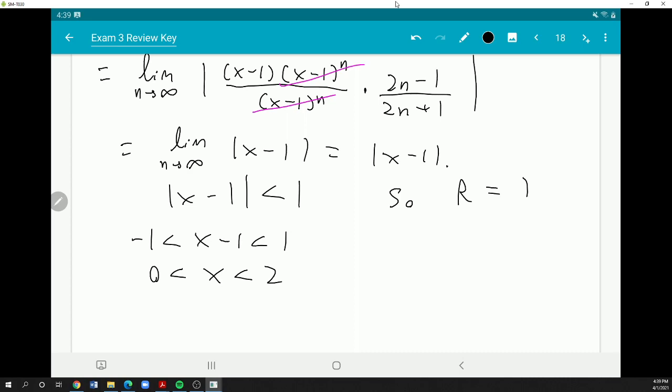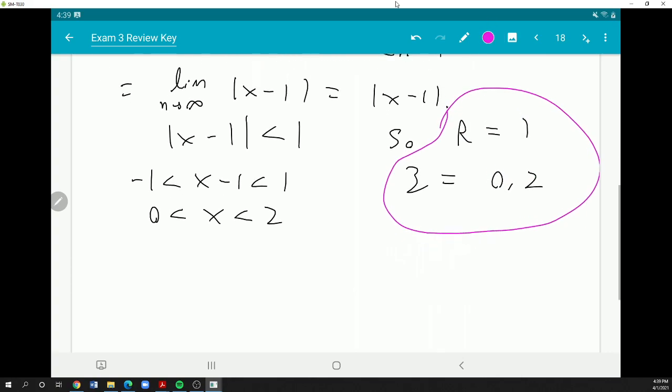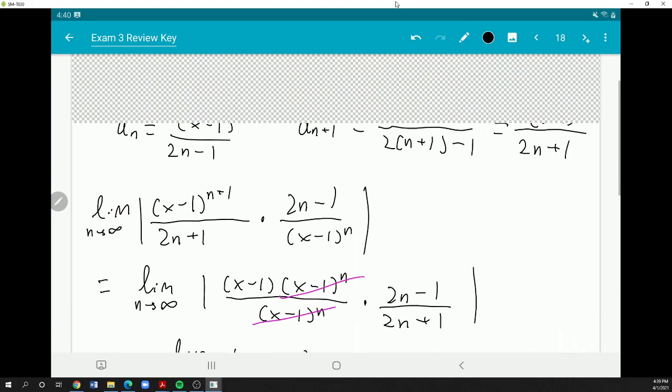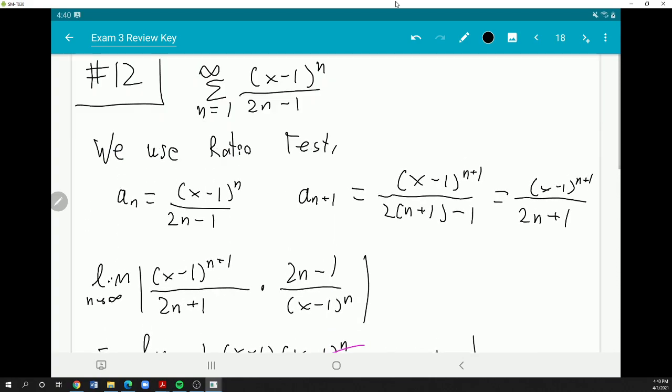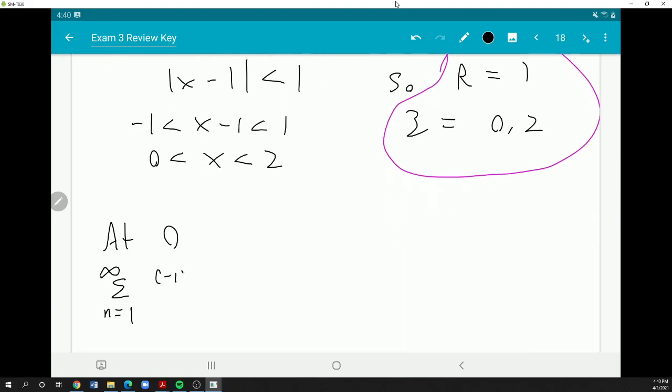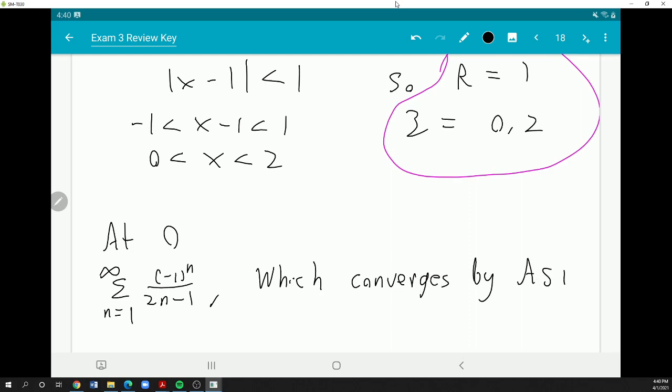Now what do we do? We need to test the endpoints. So I is equal to 0 to 2, but I don't know about the endpoints just yet. I'm going to circle that because it's going to be our answer. Now let's plug in 0 and see what happens. At 0, we have the sum from n equals 1 to infinity. If I plug in x equals 0, I get (minus 1)^n over 2n minus 1, which converges by the alternating series test.